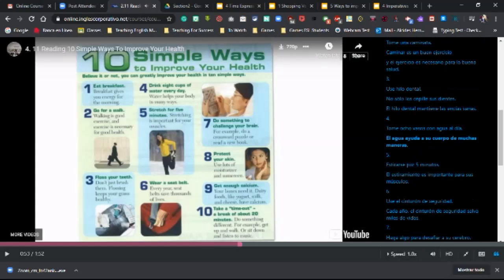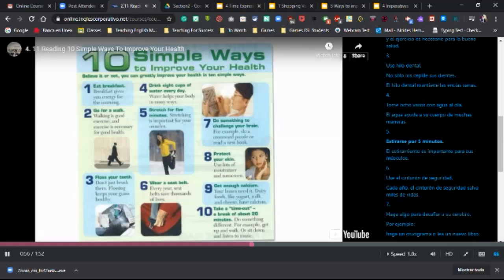Good. What is number 4? Tomar 8 vasos de agua. ¿Cuántos vasos? 8 vasos. Yes. Y eso es lo mínimo. Okay. How many glasses of water do you drink a day? Do you know? 2 glasses? That's not good. You need to go more. Tiene que usar más agua. No soda. No refresco. Water. Okay? Let's go for next.